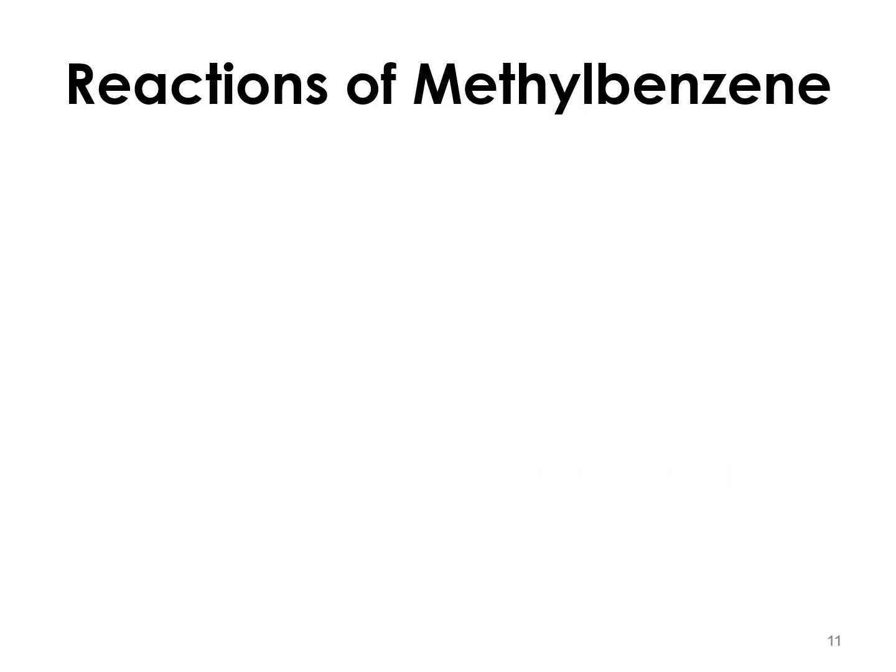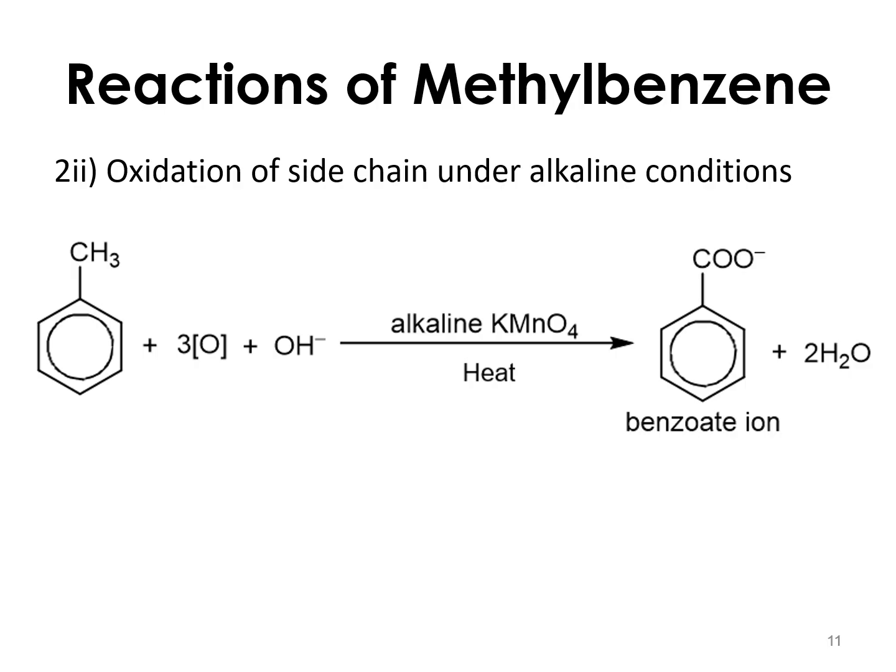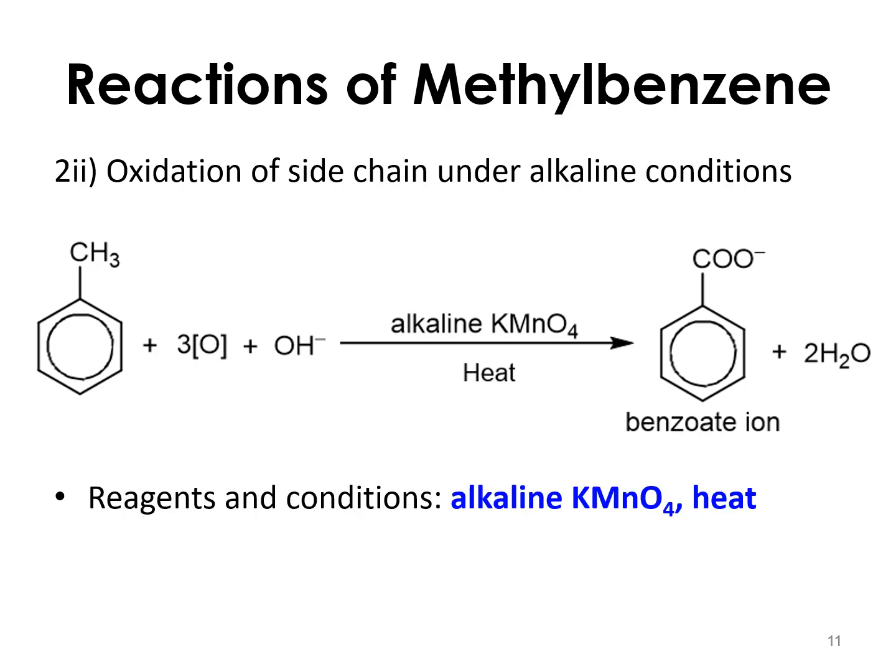If you were to have the oxidation done under alkaline conditions, the benzoic acid that supposedly formed will further react with the alkaline medium. That is why you get a benzoate ion. Basically, it's the product when benzoic acid loses a H+. The reagents and conditions will be alkaline KMnO4, heat.